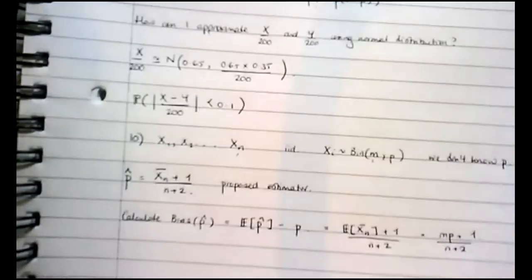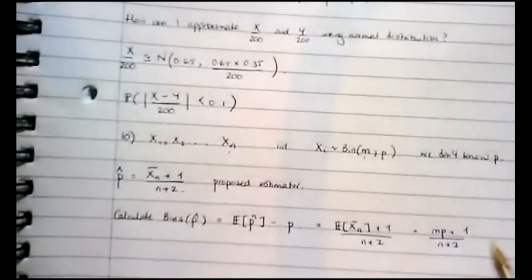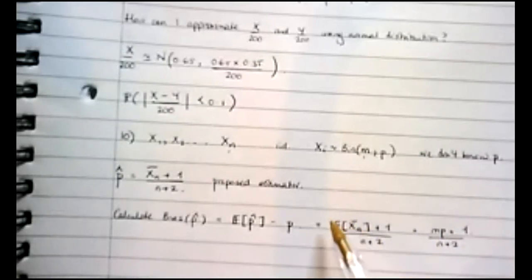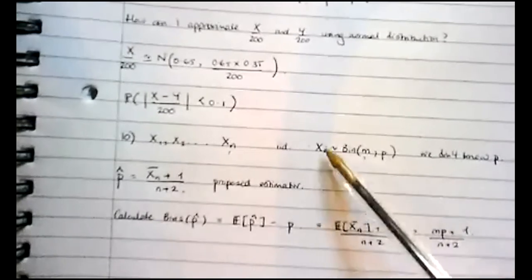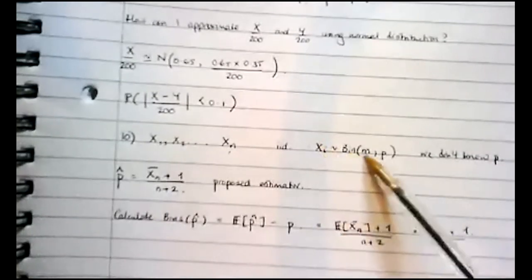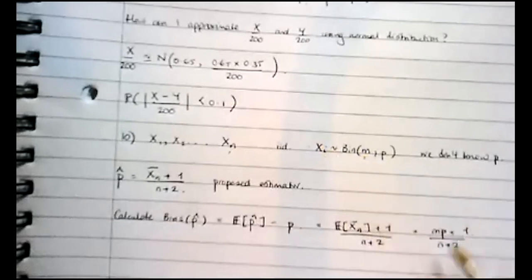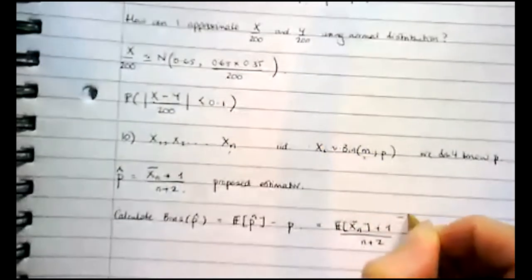Okay, so there, all I've used is that the expected value of the sample mean is going to be exactly the same as the mean of each of the individual random variables, and the mean of the xi, because it's binomially distributed with parameters m and p, is going to be mp. So I should have that. I've missed off my minus p from here, so I'm going to add that back on.